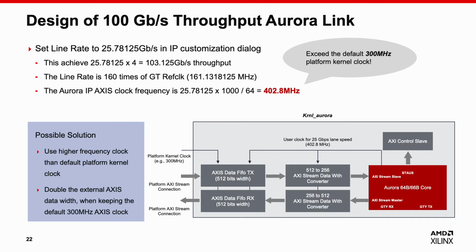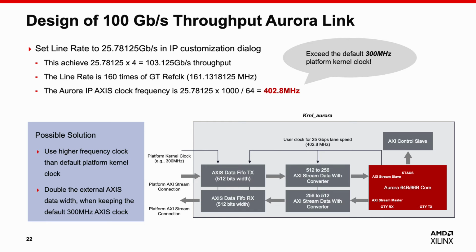Now we talk a little about implementing the 100 gigabits per second throughput Aurora link. To achieve this, first we need to set the line speed to 25 gigabits per second in the IP configuration dialog. This line speed clock value can be generated accurately by the PLL based on the default onboard reference clock source. The corresponding Aurora internal AXI stream clock frequency is about 202 MHz now.